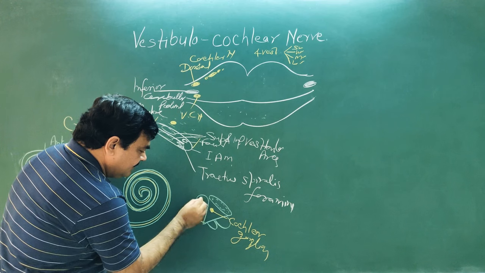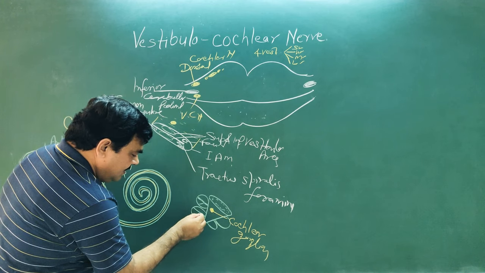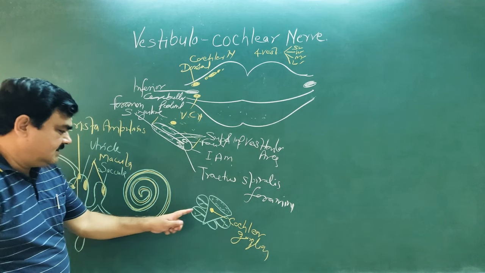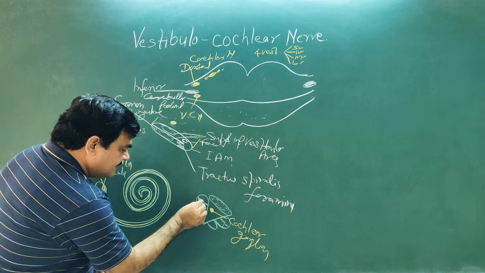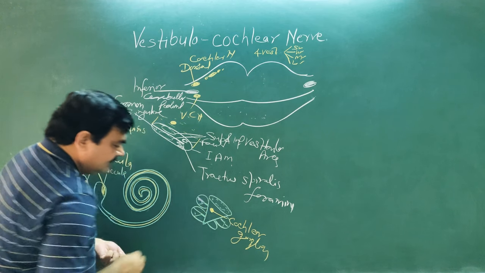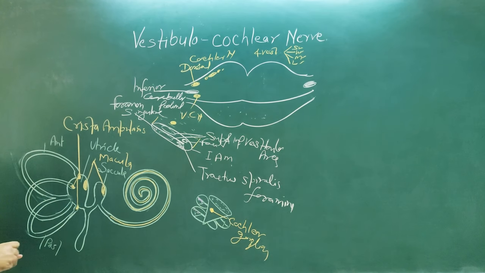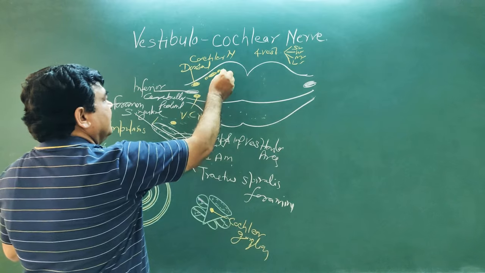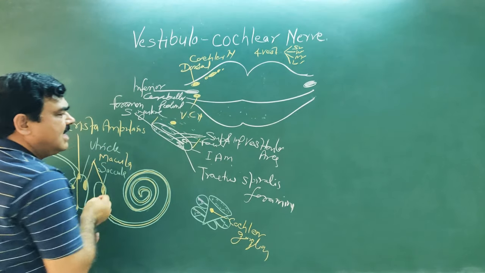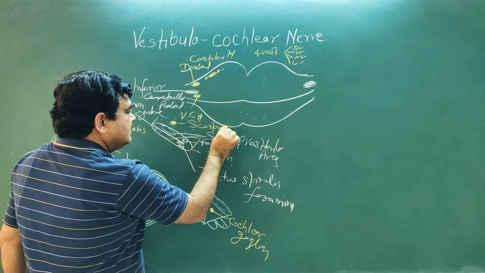And here is the position of the spiral lamina and vestibular membrane. This is the cochlear duct. And here the organ of Corti is present. So here is the position of these vestibular nuclei, and this is the vestibular ganglion. The vestibular ganglion is also known as Scarpa's ganglion.